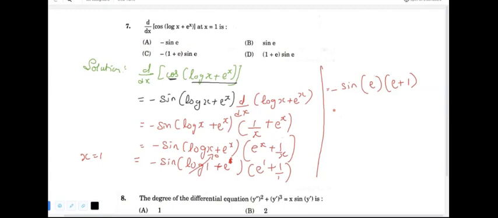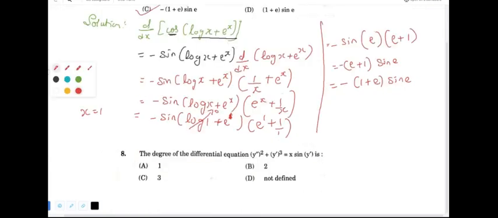So we can rearrange and write this as minus of e plus 1 into sine e. That is your answer. That is, again, if you rearrange, 1 plus e into sine e will be the answer. That is your option C.